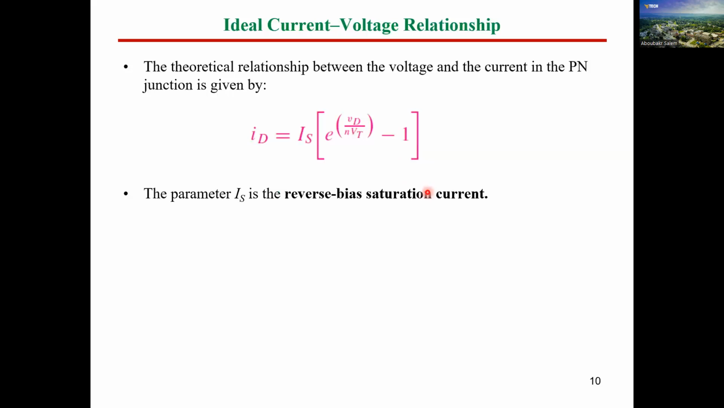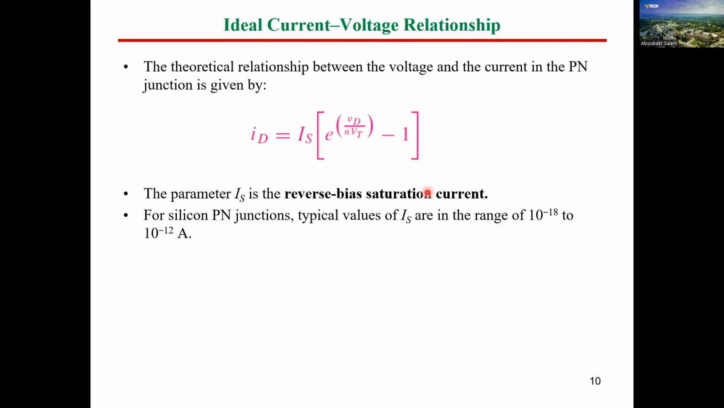What are the different parameters we have? So IS is the reverse bias saturation current. This current is a very, very small value. As you can see, guys, it could be 10 to the power minus 18 to minus 12. So this is the range of this current value. This is called the leakage current in the reverse biasing region. Okay, and this, what we said, it's not completely isolation, but you have a leakage current. This is in reverse biasing.